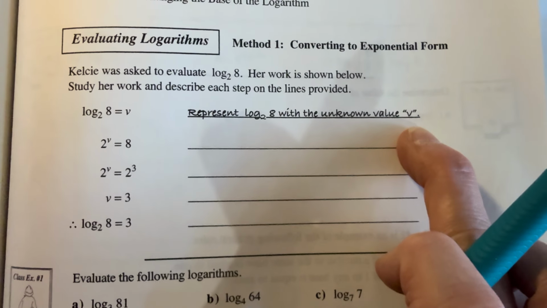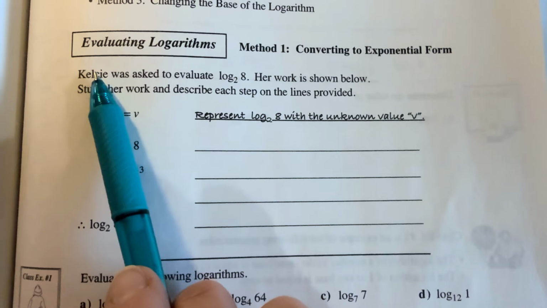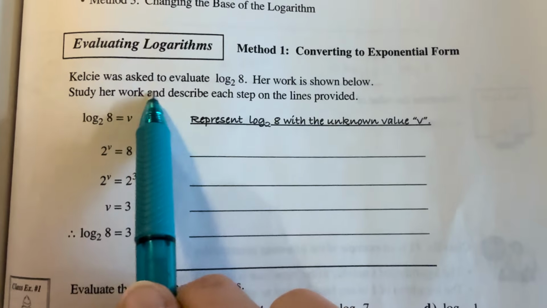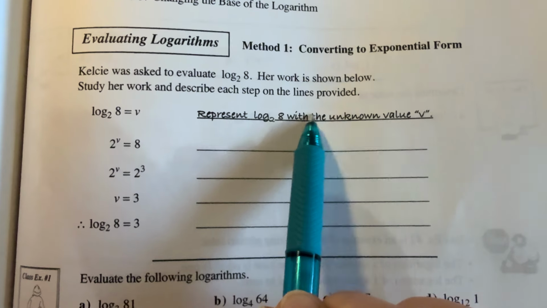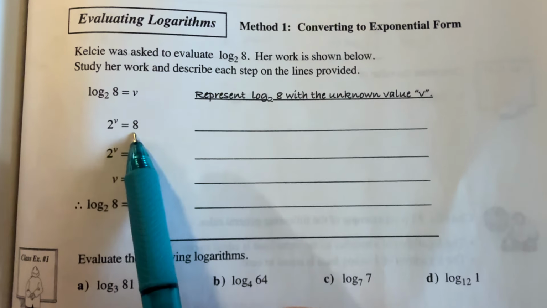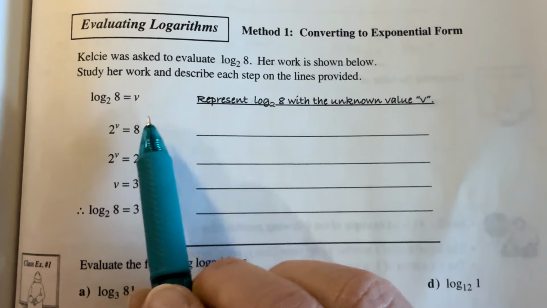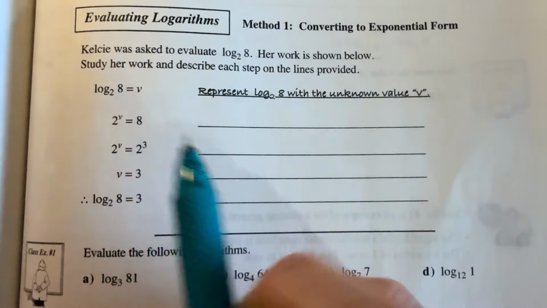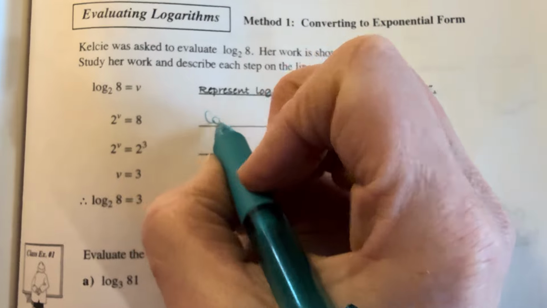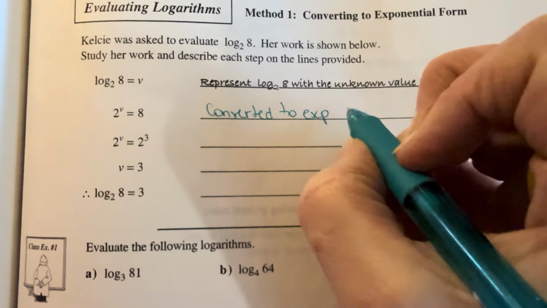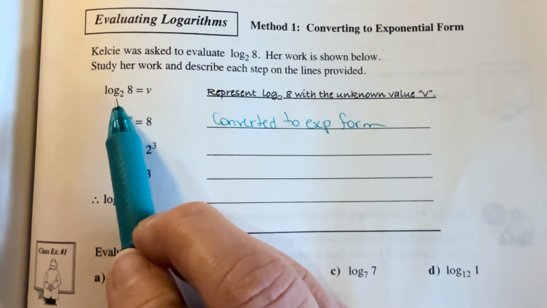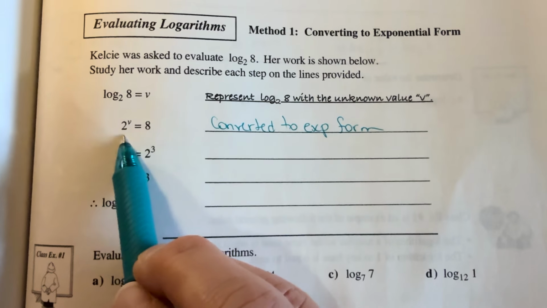So v for value is fine. Okay, so I guess we could read this. Kelsey was asked to evaluate this. Her work is shown below. Study her work and describe each step. Okay, so she set it equal to v. Then she converted it to exponential form, because she went 2 raised to the power of v is equal to 8.